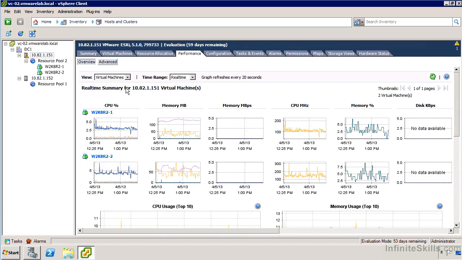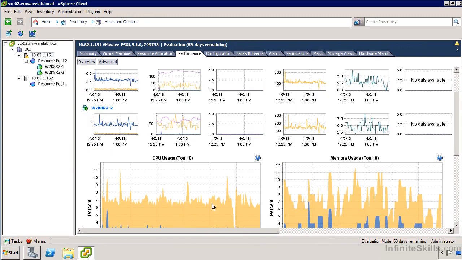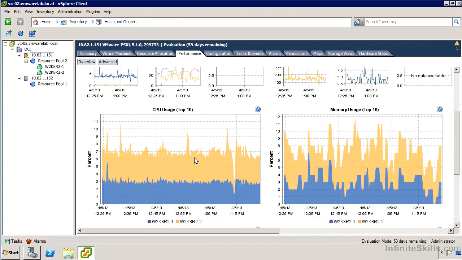And you see it's really a lot of the same statistics that we had previously, except now, rather than being focused on the host, we get smaller summary versions of those graphs, which are focused on the individual virtual machines. So each virtual machine in this case now has its set of small graphs. We can scroll over to see more of those. And also we'll see that we have summary graphs that are based on the top 10 virtual machines.